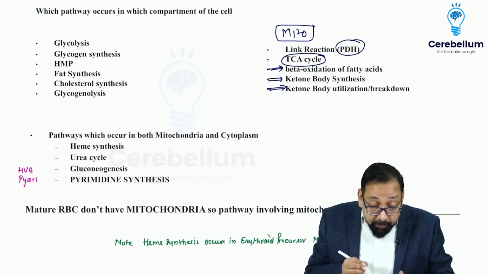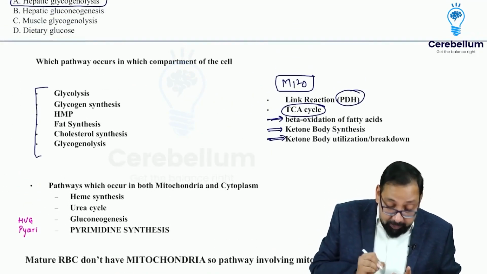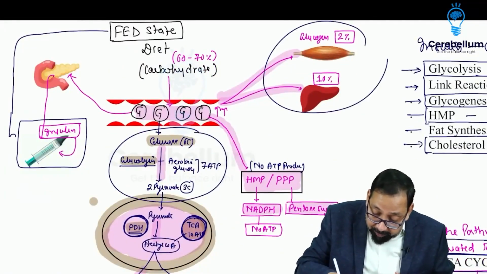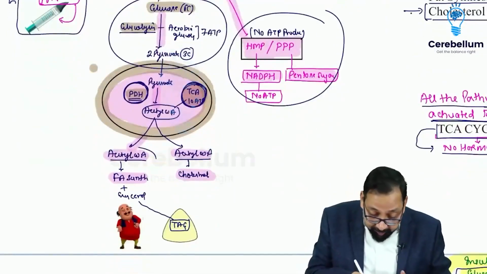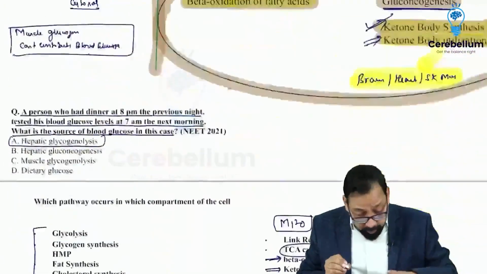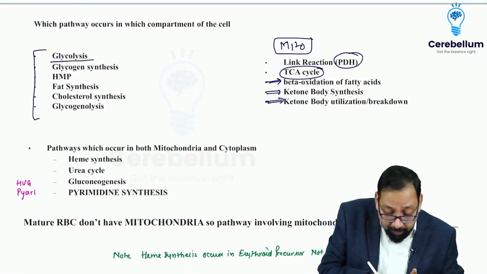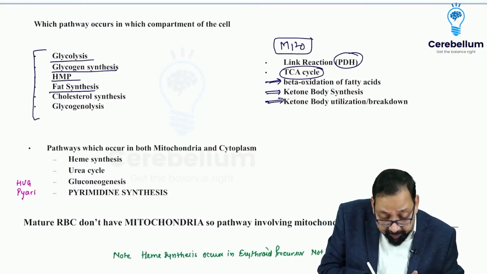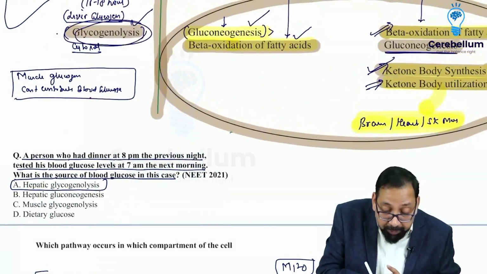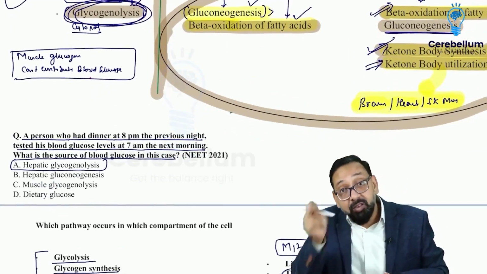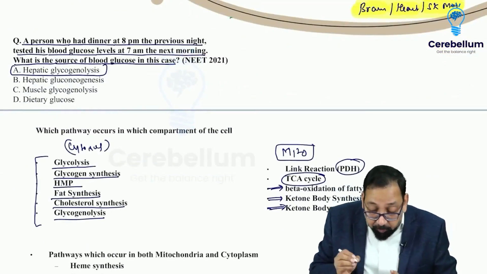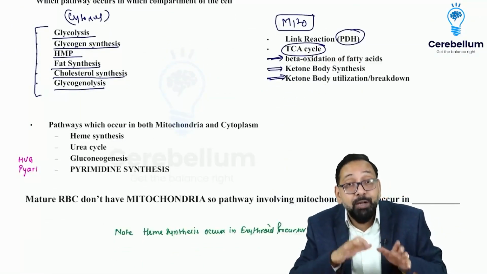We found on the first page that glycolysis, glycogen synthesis, HMP shunt, fatty acid synthesis, and cholesterol synthesis occur in cytosol. All these occur in cytosol. So I can write here: glycolysis, glycogen synthesis, HMP shunt, fatty acid synthesis, cholesterol synthesis, and glycogenolysis. Yes, glycogenolysis also occurs in cytosol. I have discussed it. So glycogen synthesis and glycogenolysis both occur in cytosol. And four pathways occur both in mitochondria and cytosol.